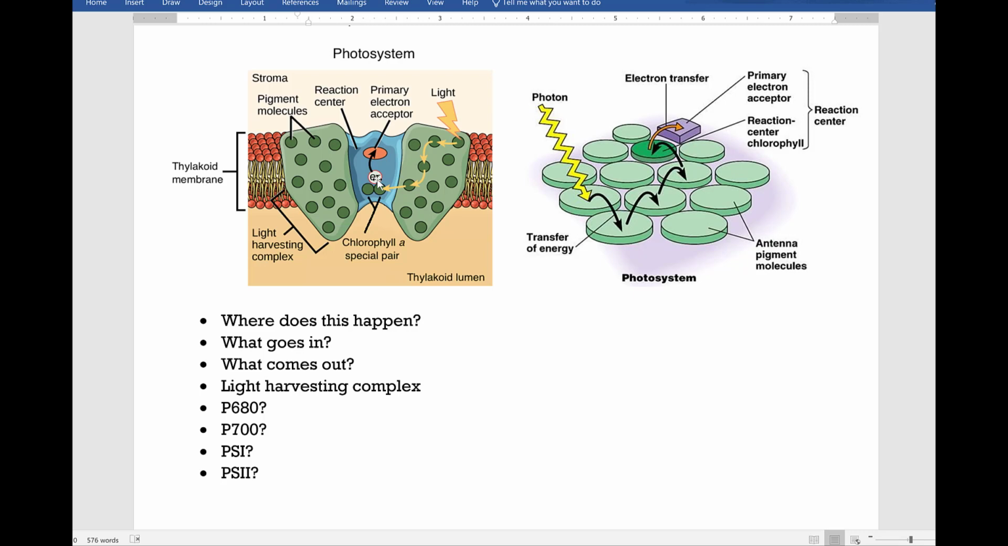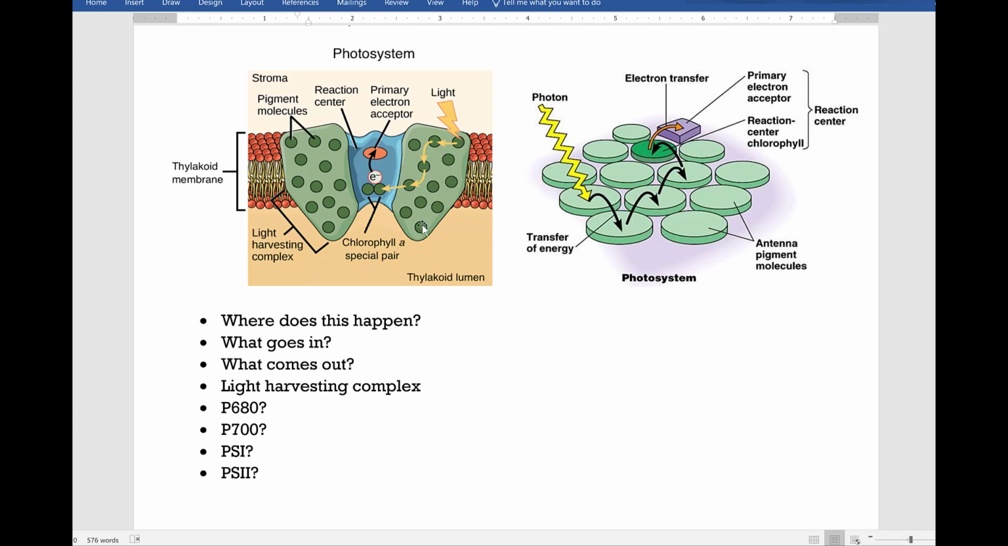And the reason they eject an electron is because in these antenna regions of the photosystem, there are lots of different pigments embedded in those proteins. And they are absorbing all kinds of photons. And when they absorb the photon, as we learned earlier, the electrons will move to higher energy orbitals. And then that energy is passed from pigment to pigment.